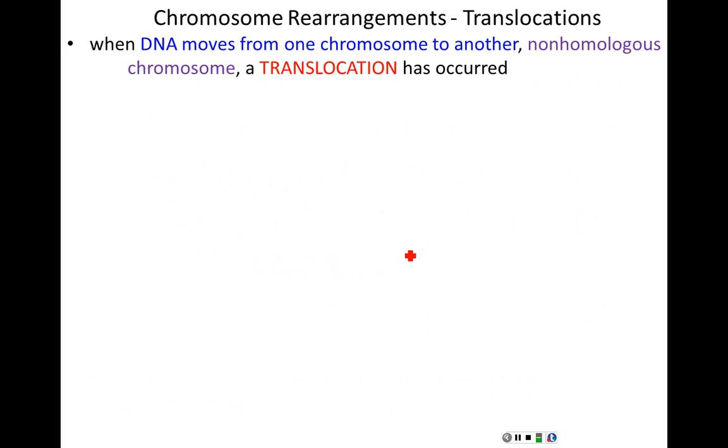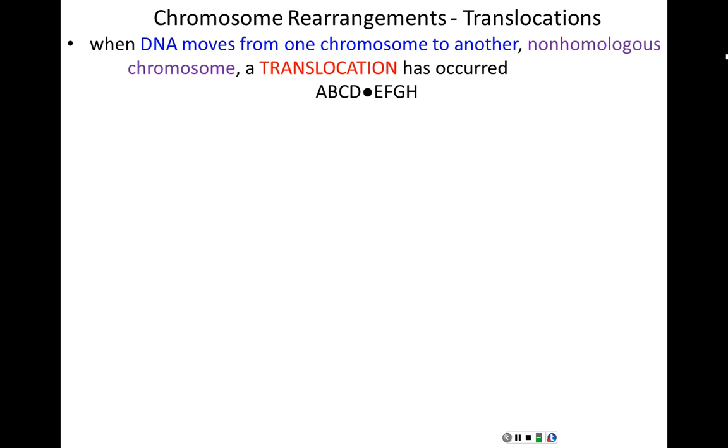So those are inversions. The last of our chromosomal rearrangements is the translocations. When DNA moves from one chromosomal location to another non-homologous chromosome, we have a translocation. So now we're talking about taking a segment of DNA out, just as we did for an inversion. But instead of flipping it around and putting it back where it was, now we take DNA out and put it somewhere else on another chromosome completely. Like taking DNA out of chromosome number 1 and putting it on chromosome 15.